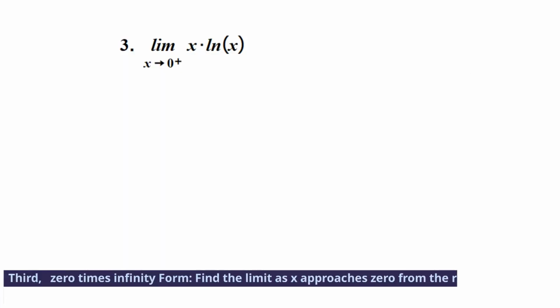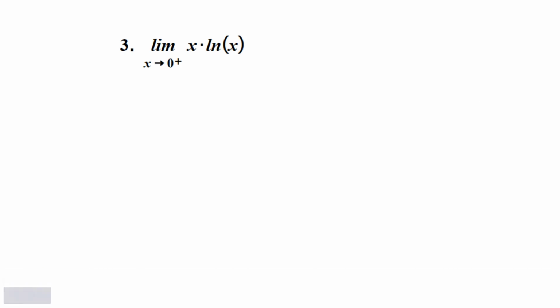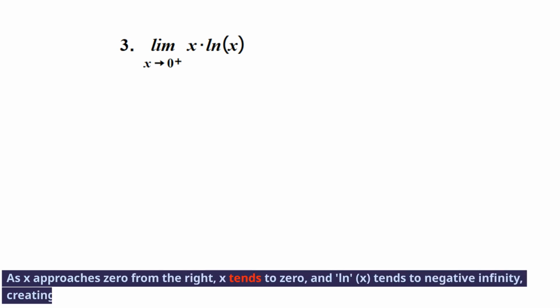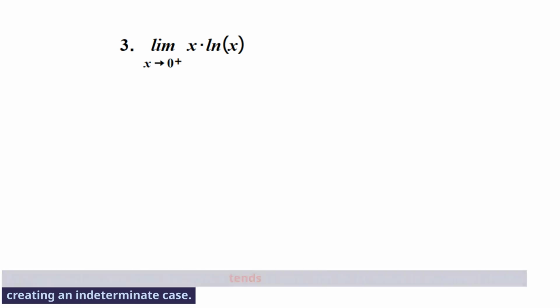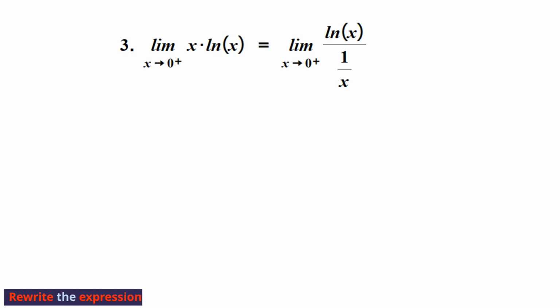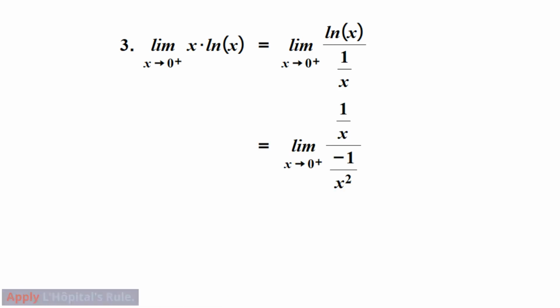Third, 0 times infinity form. Find the limit as x approaches 0 from the right for x times ln x. As x approaches 0 from the right, x tends to 0, and ln x tends to negative infinity, creating an indeterminate case. Rewrite the expression as ln x over 1 over x, and it becomes infinity over infinity. Apply L'Hopital's rule. After simplifying the fraction, the limit becomes 0.